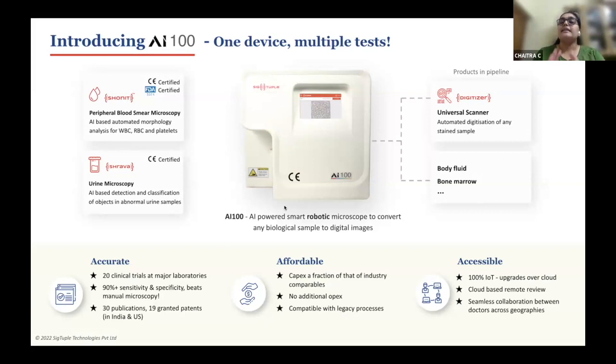So AI 100 has three important features. It is more accurate, with high sensitivity and specificity of the result, and it's affordable. And with a cloud-based remote review, it's more accessible.